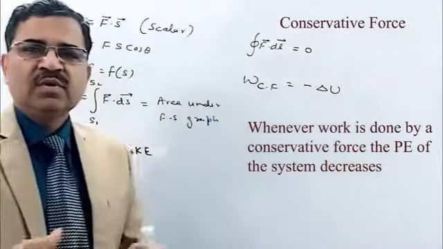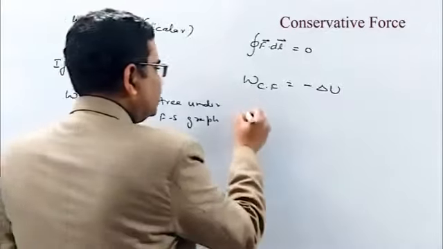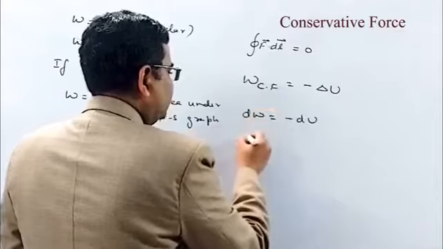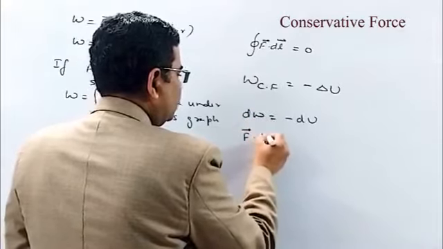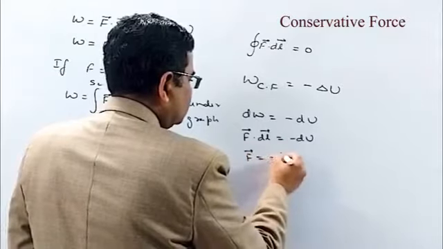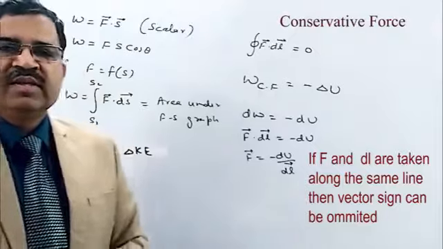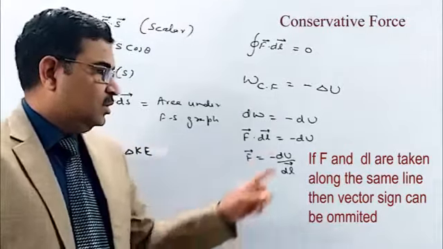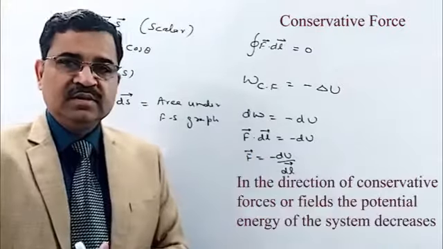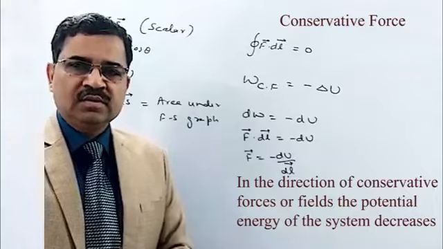This delta U stands for the change in potential energy. So for a small work done, I can write dW is equal to minus dU, and dW can be written as F dot dl or ds, and so I get F is equal to minus dU by dl. This shows that the conservative force is the rate of change of potential energy. The negative sign indicates that in the direction of the conservative force, the potential energy always decreases.